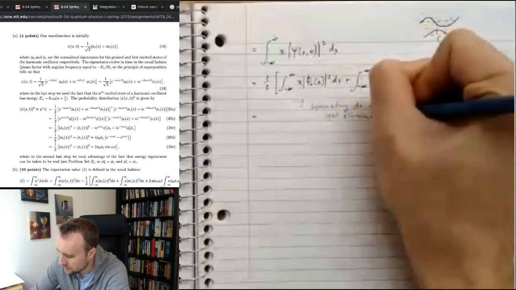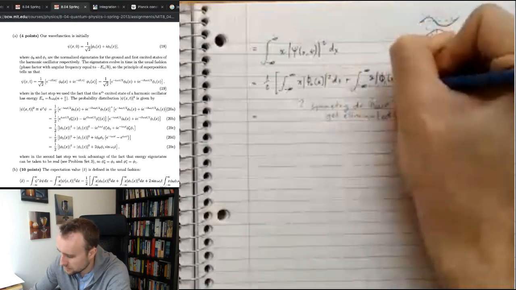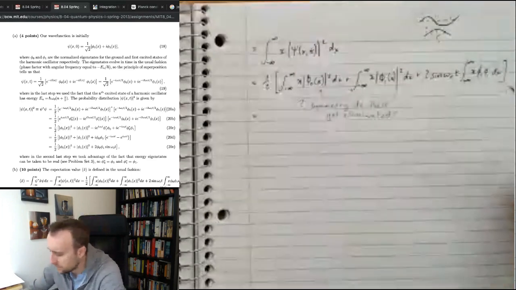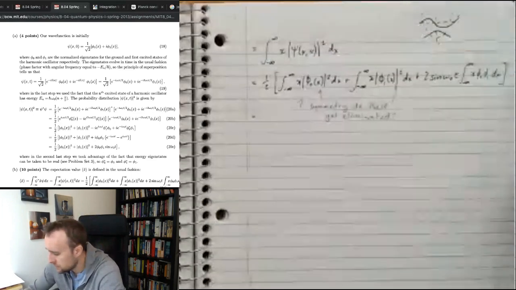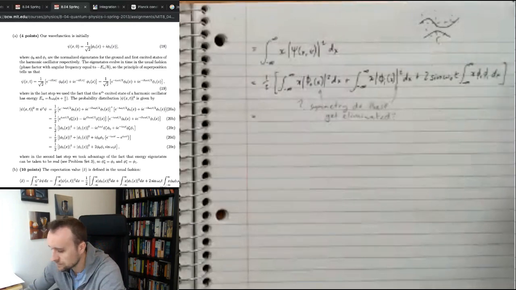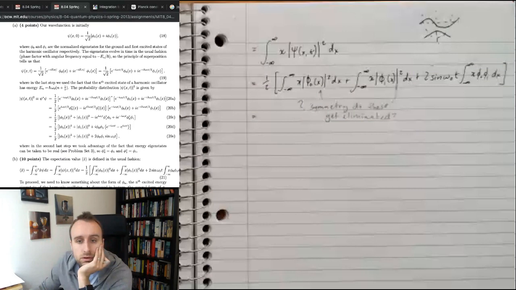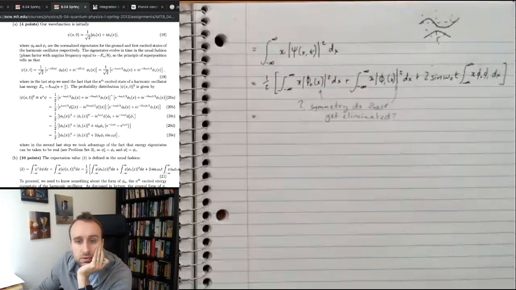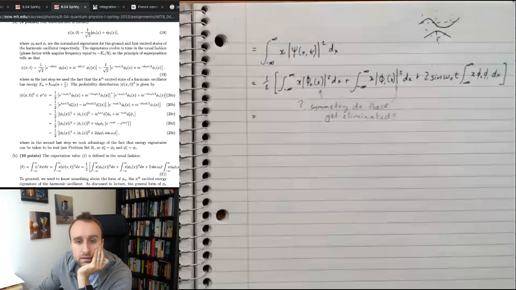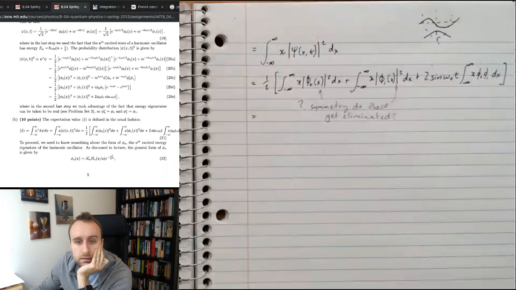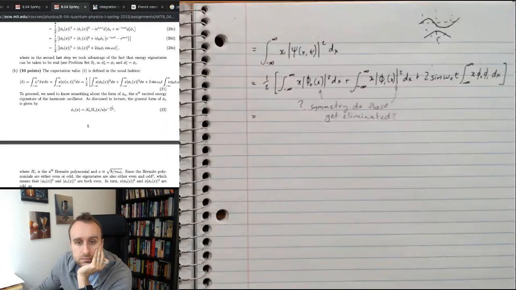Eliminated. And then all you're left with is this thing here. Let's see. We need to know something about the form of theta and the nth excited state. It's the nth Hermite polynomial, and A is defined as this.